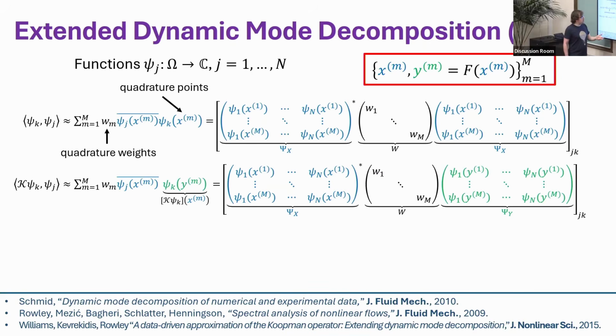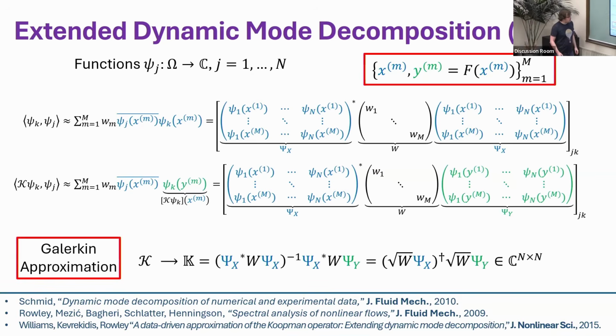And you work through the algebra, and then out pops this matrix representation. You have Psi_X, this blue matrix, which is just the dictionary evaluated at the x points, and then you have this diagonal weight matrix. So that's the first inner product. Now, if you want the Koopman operator here, remember the Koopman operator acts as composition with f. But y is f of x. So you just trade this blue matrix for a green matrix, Psi_Y, and out pops your approximation of the Koopman operator.